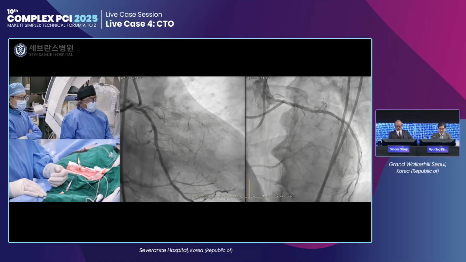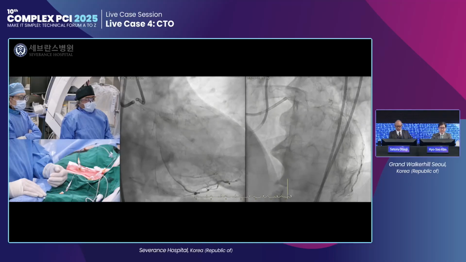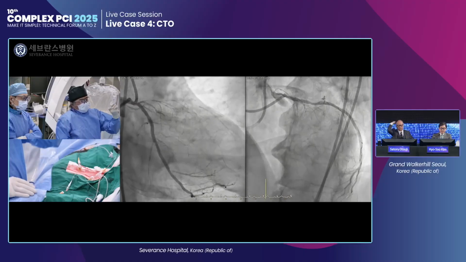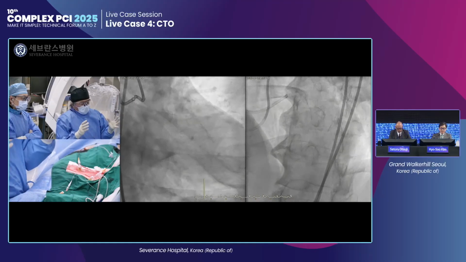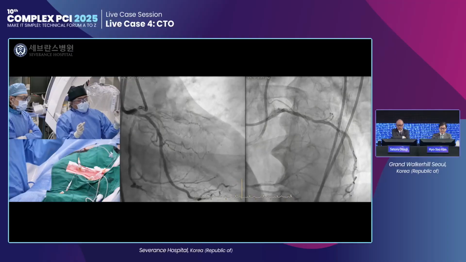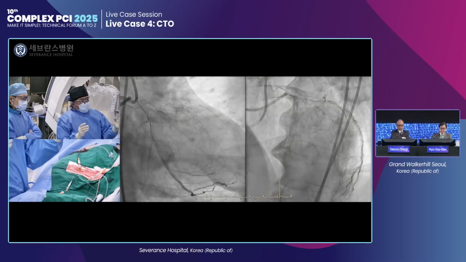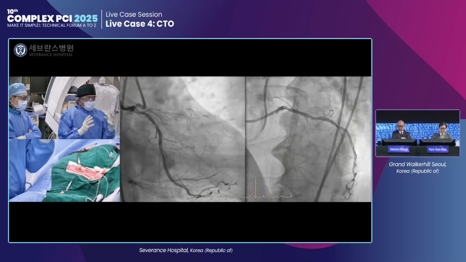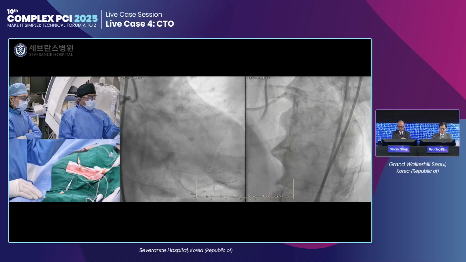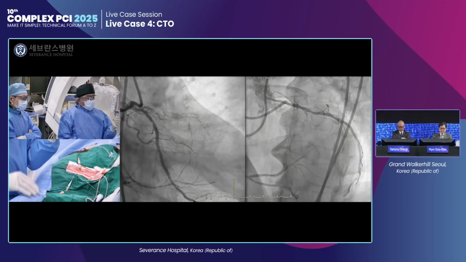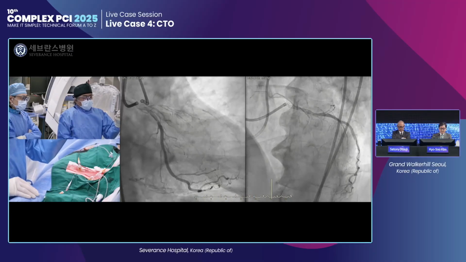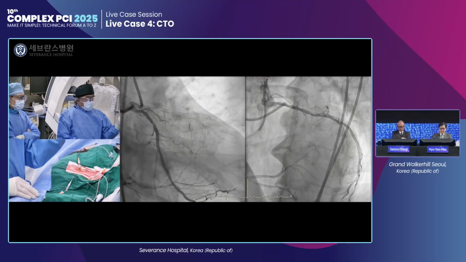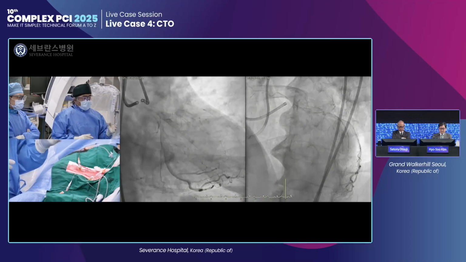Because of the time limit, would you please explain your plan? Okay, so from the CT scan, some middle CTO portion, we definitely cannot know if the real CTO length is more than 40 mm or not because of the middle calcified regions, and also the vessel diameter was not so large. So first, we find the ostial portion in antegrade, antegrade first. Maybe this case also needs some retrograde approach.